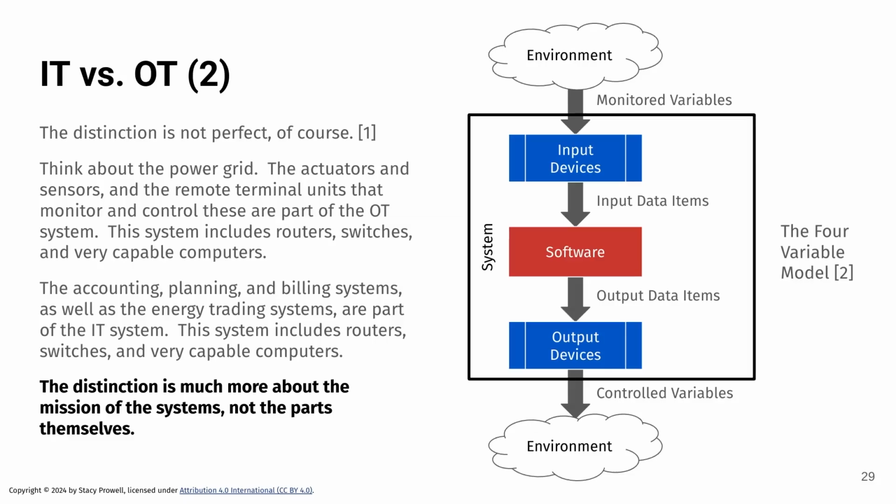If you think about the accounting and billing part of the power grid, right, that's going to have big machines, big computers tied together with routers and switches and all that stuff. The same kind of infrastructure as the OT side of the grid. They share a lot of the same stuff. And so the distinction comes in because of the mission of those systems and what you're intending to try to do with those two systems.